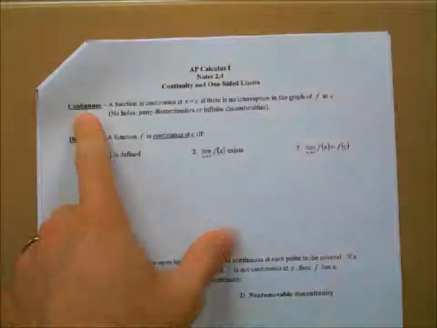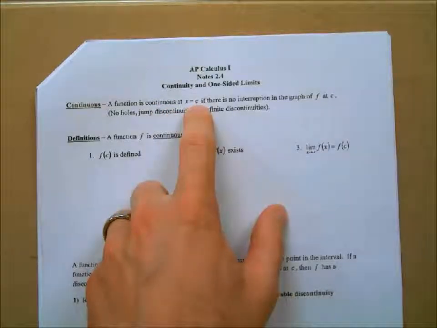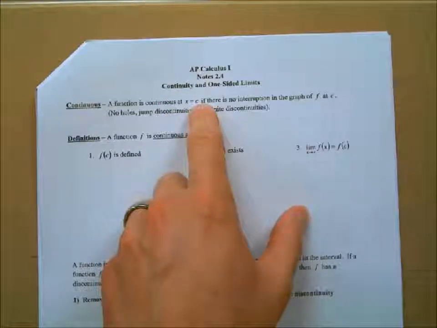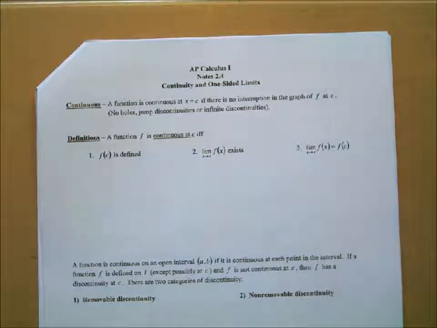Okay, so we'll just look through here. A function is continuous at x equals c, so at a point c, if there is no interruption in the graph of f at c, right? That's the idea that you guys have had in your head, or developed at least, maybe since middle school, whenever you started thinking about this idea.